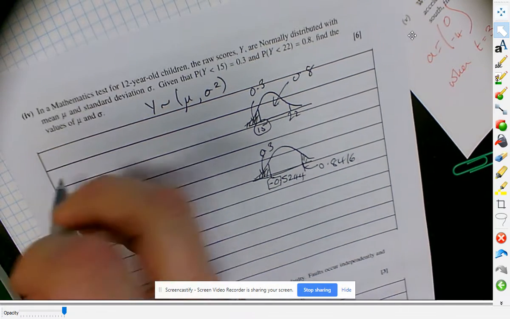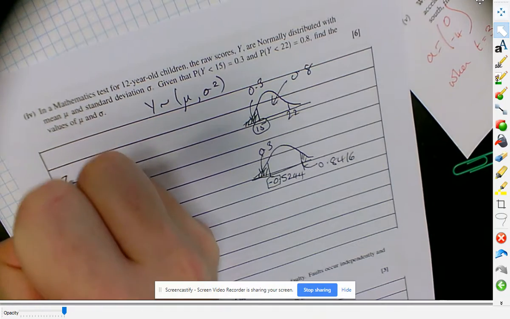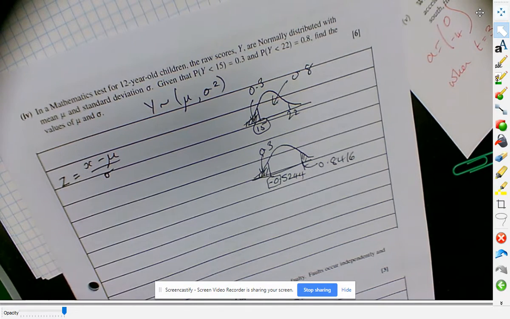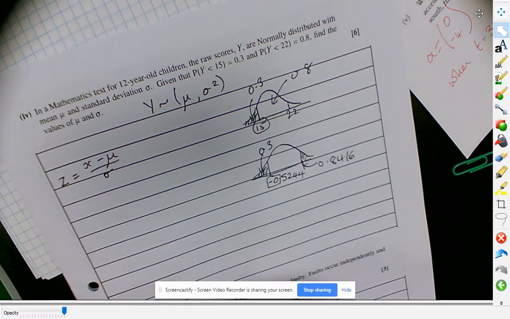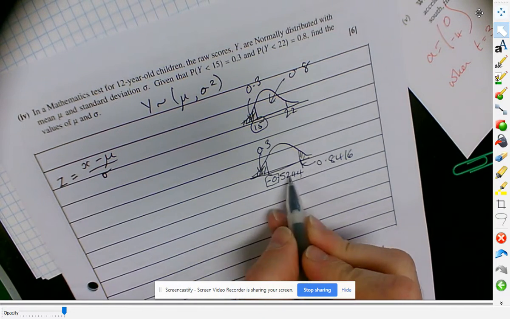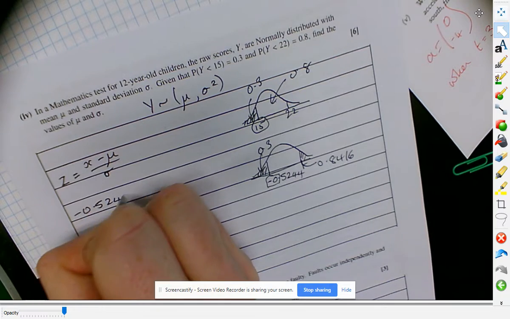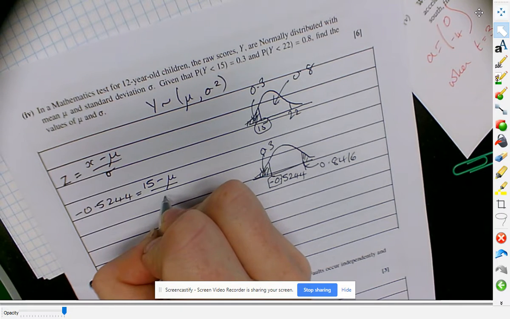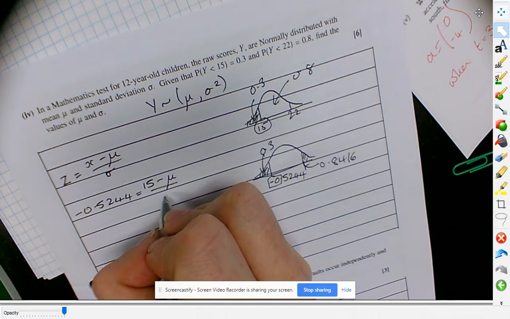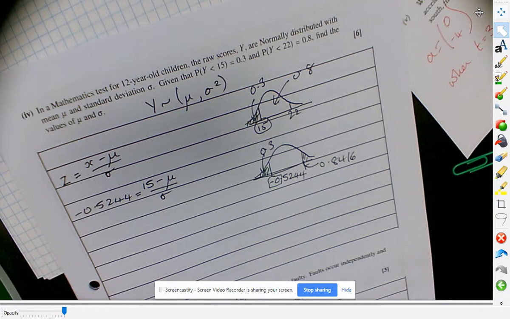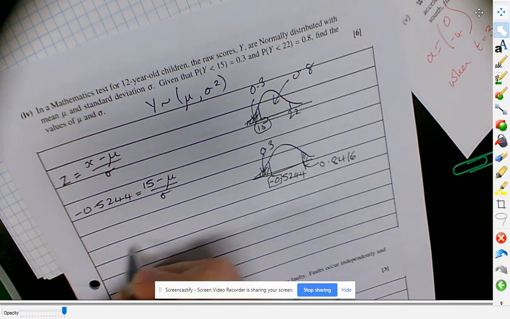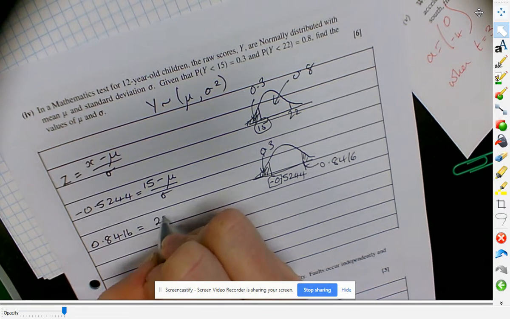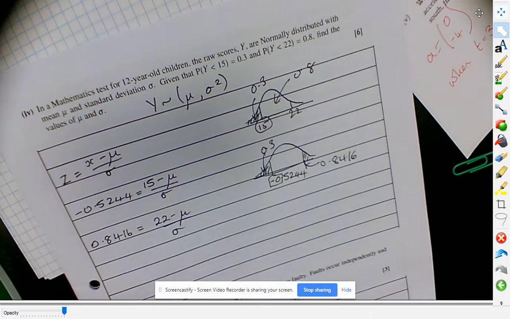Then we use our Z formula. So Z equals X minus mu over sigma. So my Z value for this one was negative 0.5244, and that equals my X value 15 minus mu over sigma, and sigma is something we don't know. And I can write something very similar for the second equation. 0.8416 is the Z value, 22 minus mu over sigma.